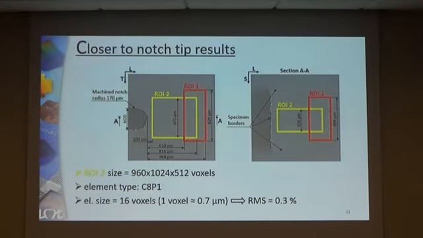As I said, we have used the kinematic basis of hexahedral elements with the trilinear shape functions and an element size of 16 voxels, where the physical size of one voxel is 0.7 micrometers. This configuration yields a standard strain resolution of 0.3%, which means that all the strain levels below this one cannot be deemed trustworthy.